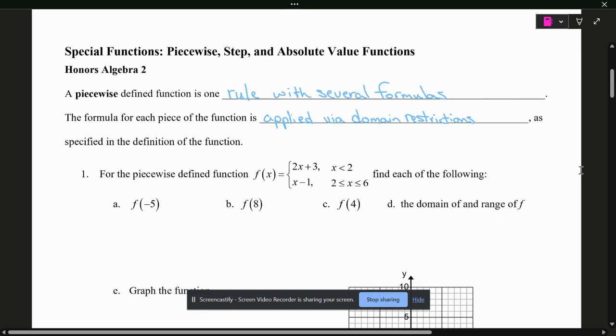Hey everyone, today we are in period 1 honors algebra doing this live. Special functions: piecewise, step, and absolute value functions. These are the types of specialty things that you will see.